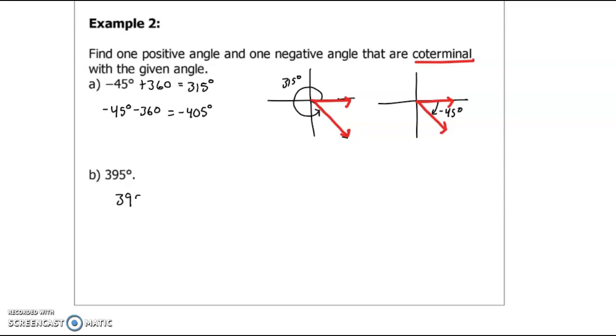So like on this one, this is 395. If I subtract 360 once, then I'm going to get 35 degrees. That's coterminal with 395. I could subtract 360 again. I could take the 35 and subtract 360 another time, and that's negative 325. So negative 325 degrees, 35 degrees, and 395 degrees are all coterminal. They will have their initial side and their terminal side in the same location.